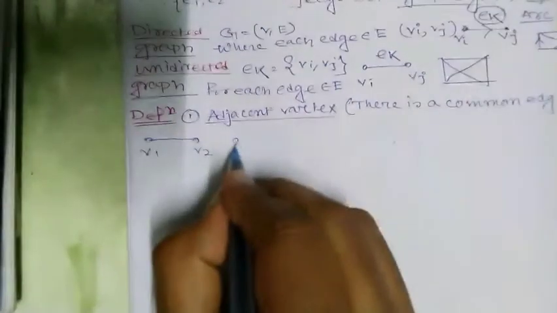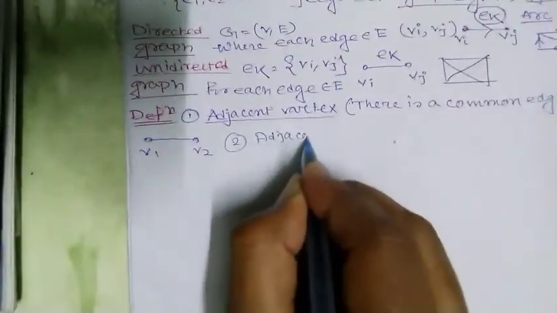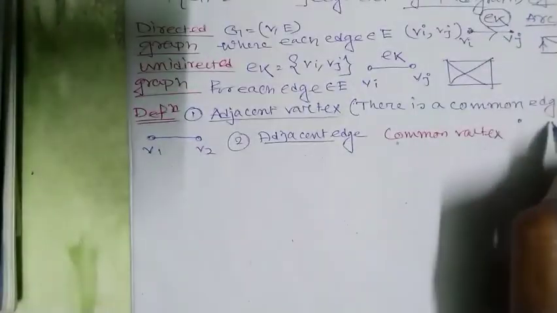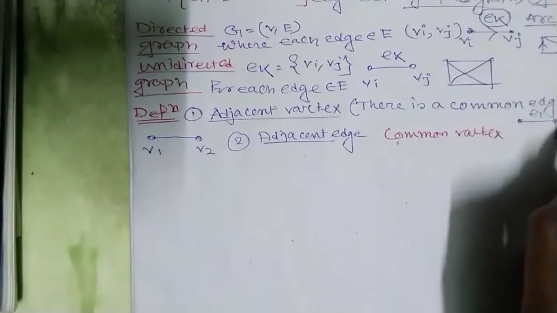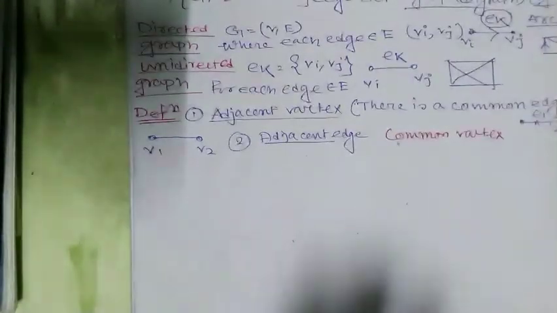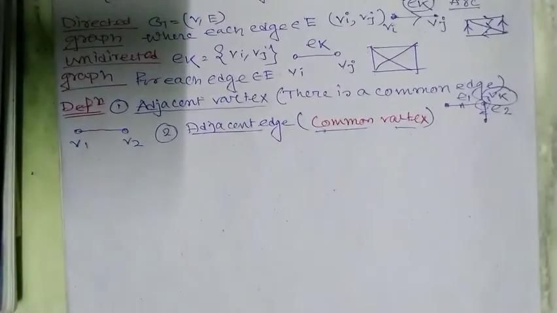The second thing is adjacent edges. What are adjacent edges? They have a common vertex. Let's say this is E1 and this is E2, and this is Vk. So Vk is common between these two. So E1 and E2 are adjacent edges, and the common vertex, as we said, is Vk.